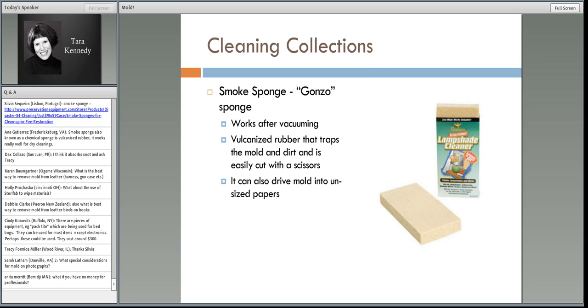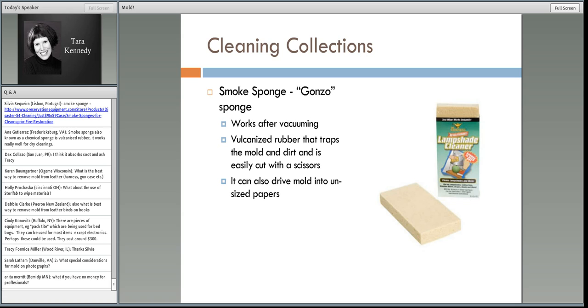And here's a smoke sponge. It's also called a gonzo sponge. It's also called, as you can see on the right, a lampshade cleaner. It's also called a pet hair picker-upper. I think it has a variety of names. And this is a really great tool to use after you use vacuums.